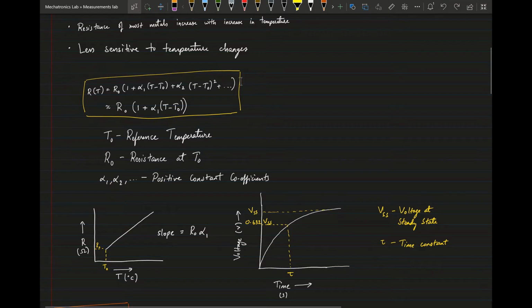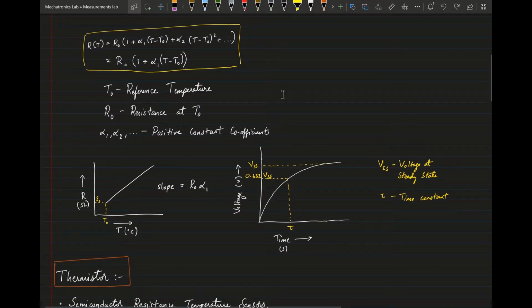Since alpha 2 and so on are really small, we can approximate it to R naught into 1 plus alpha 1 into T minus T naught. And so if you plot this, it would look something like this. If you plot the temperature versus resistance, as temperature increases, the resistance increases, and your slope would be R naught alpha 1, where alpha 1 is your positive coefficient, T naught is your reference temperature, and R naught is your resistance at your reference temperature.